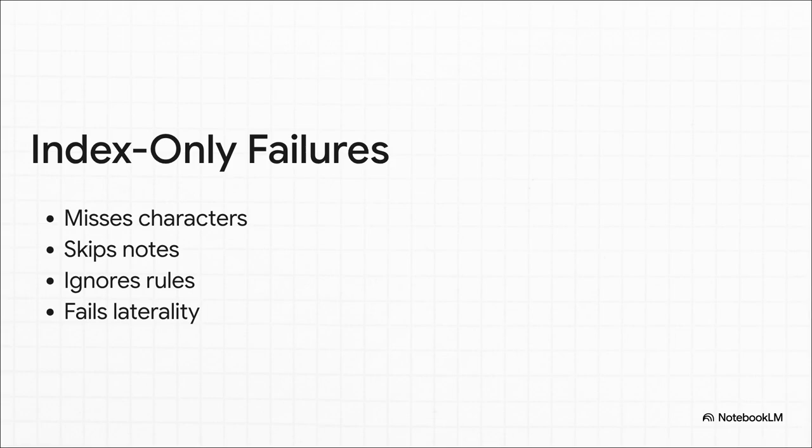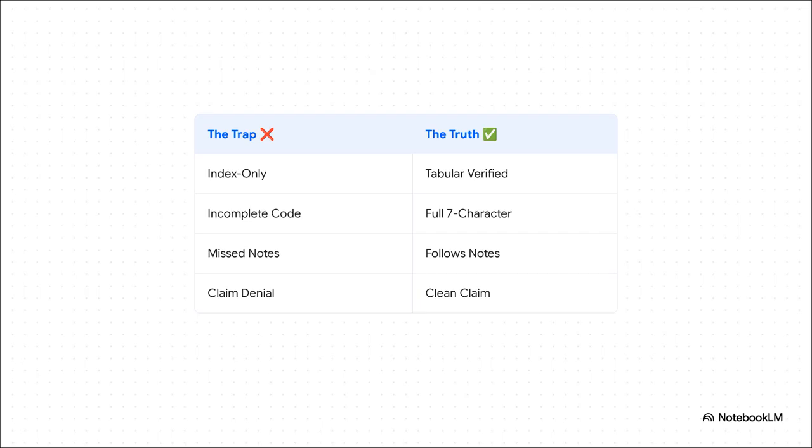So why exactly does this shortcut fail so catastrophically? Well, the index simply doesn't give you the full picture. It will frequently list a code with a dash at the end. That dash is practically screaming at you that additional characters are required. If you skip the tabular list, you're going to miss required seventh characters, like an A for an initial encounter. You'll skip vital code first instructional notes. You'll completely ignore underlying etiology rules. You'll fail to specify laterality, like left versus right, and you'll leave critical placeholder X characters completely blank. Without those elements, your code is functionally useless. It's totally invalid.